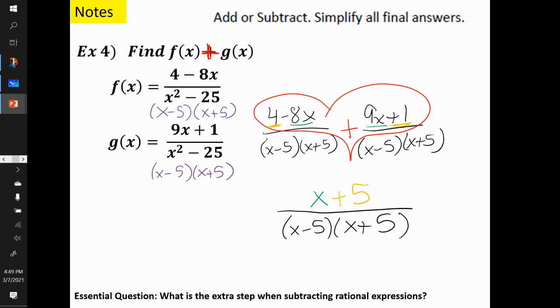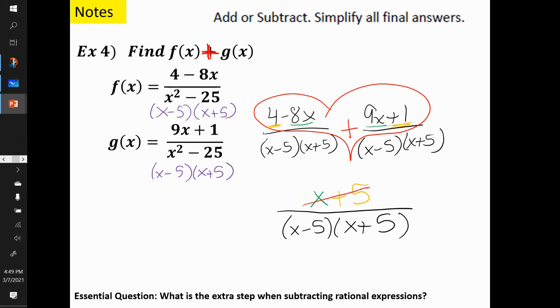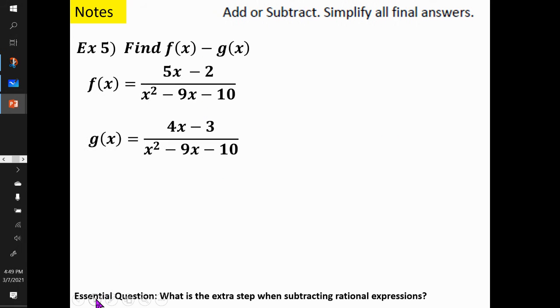So now we notice we have something on top that can cancel out with something on the bottom. And so this x plus 5 cancels with this x plus 5. And then the great thing about that is it becomes a 1. And so our final answer is 1 over x minus 5. And that is it. So make sure that x minus 5 is on the bottom. It is on the bottom. And so what has to be on the top? That one. All right, let's do one more, and then that's it.